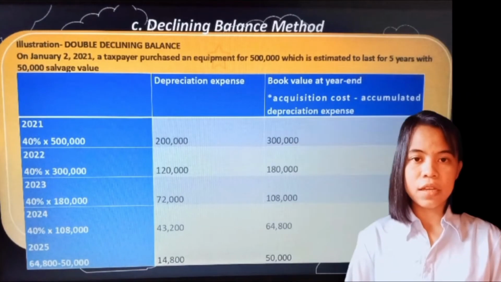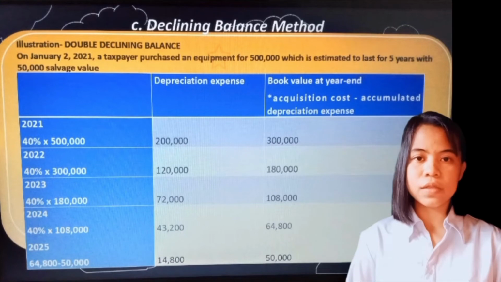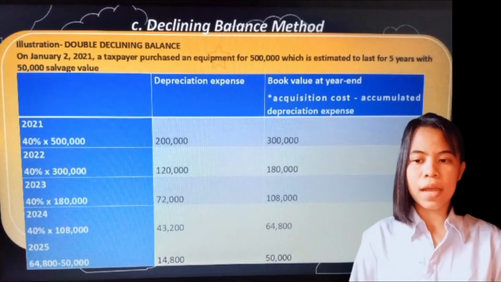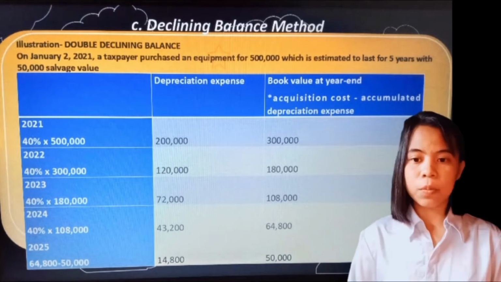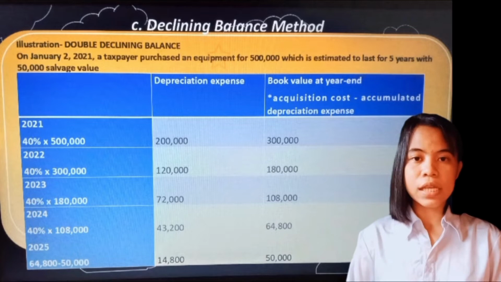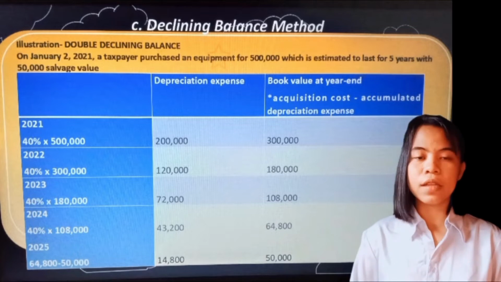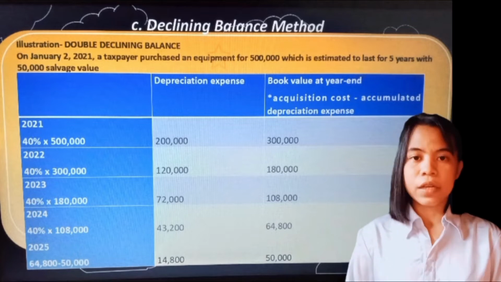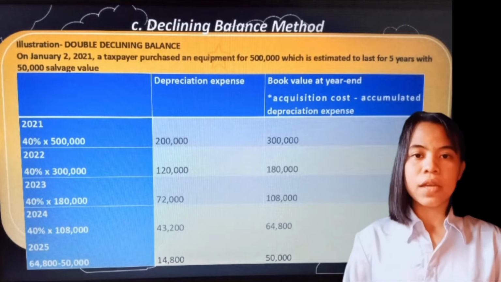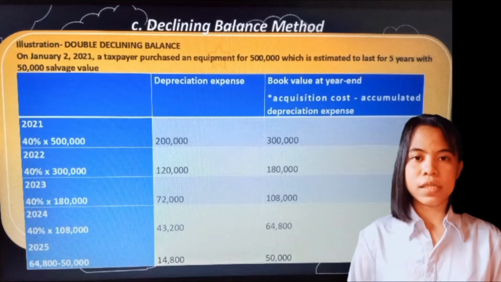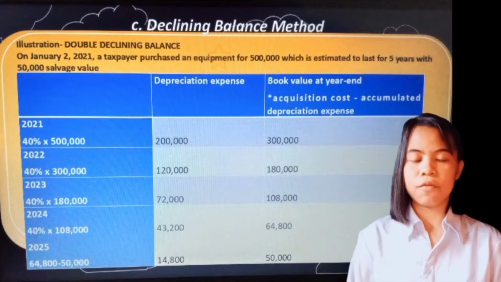We also have an illustration using the double declining balance method. On January 2, 2021, a taxpayer purchased an equipment for 500,000 which is estimated to last for 5 years with 50,000 salvage value. For this illustration, we have a depreciation rate of 40%. 2 divided by 5 years magre-result sa depreciation rate na 40%.